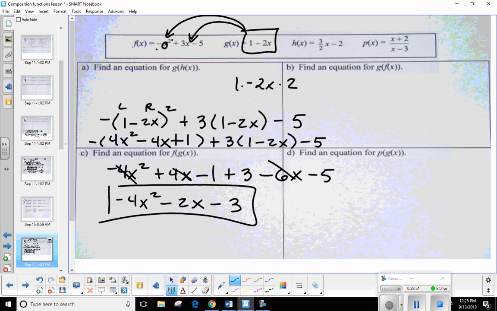It says find an equation for p of g of x. Okay. Who would want to come on up here and show me this? Who hasn't been up to the board? Brandon, have you been up to the board yet? I can't remember. I think you have, right? Now, you know what? I'm not going to turn down a volunteer. I'll go for it. Okay. So come on up here and show me how we do this.